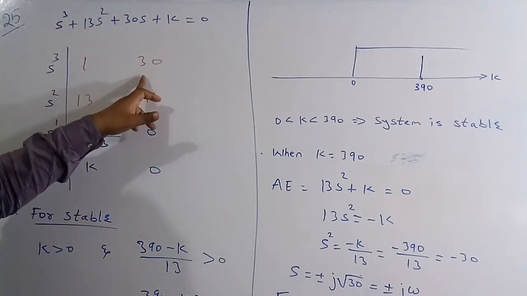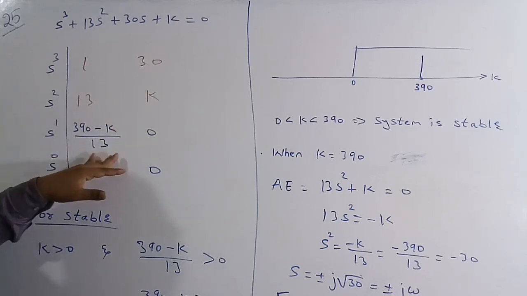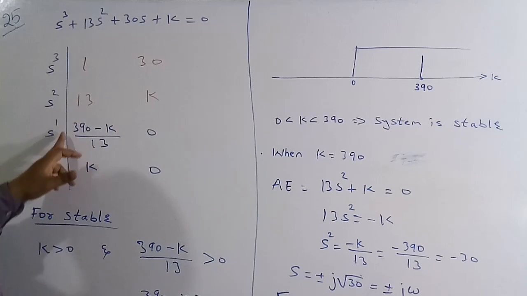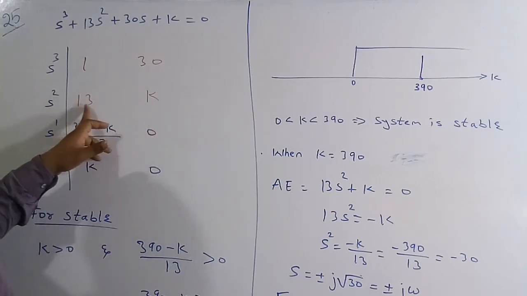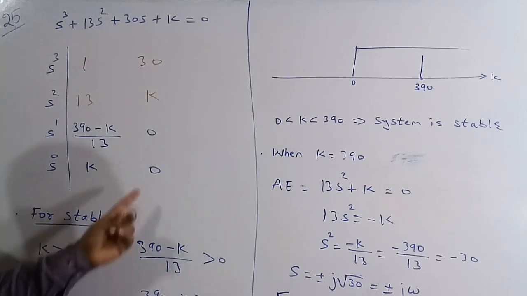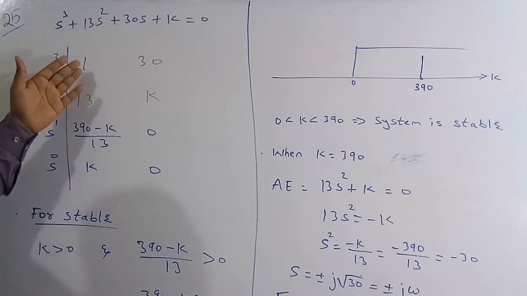So 13 into 30 minus 1 into K, by 13, which is 390 minus K by 13, and this is 0. And for the next value, if you want to fill, it is this value into K minus 13 into 0, by this value. Finally we are going to get K here. This is the table we have got after solving the Routh criteria. Based on this, if the system wants to be stable, there must not be any sign change in the first column of this table.